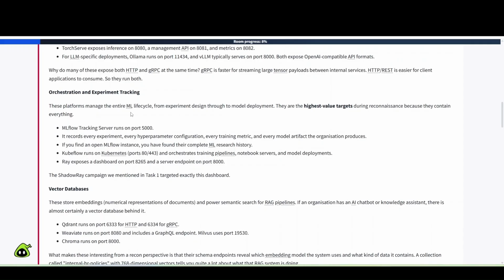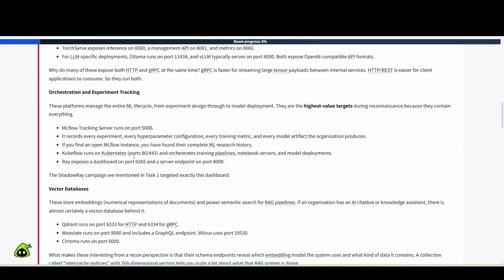Next, orchestration and experiment tracking. These platforms manage the entire machine learning lifecycle from experiment design through the model deployment. They are the highest value targets during reconnaissance because they contain everything. MLflow tracking server runs on port 5000. It records every experiment, every hyperparameter configuration, every training metric, and every model artifact the organization produces. If you find an open MLflow instance, you have found their complete ML research history.